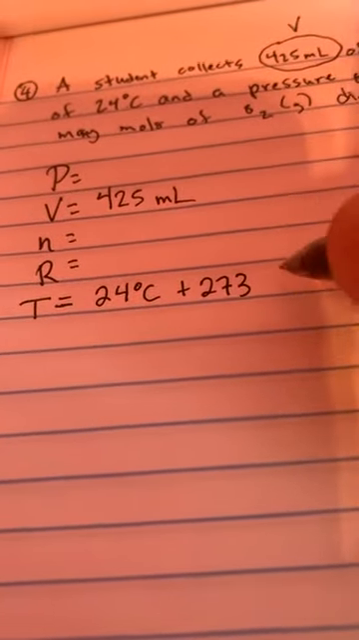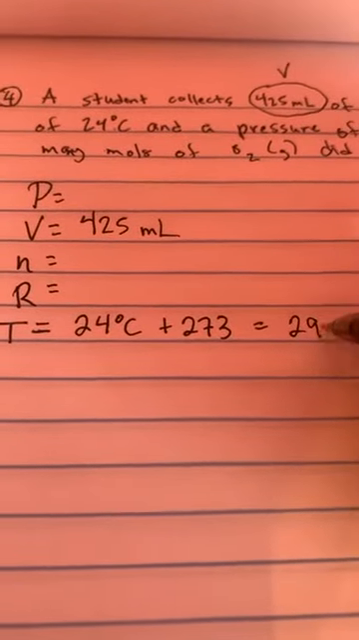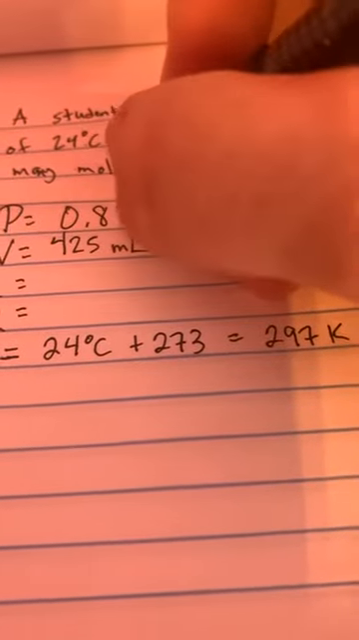So it says a student collects 425 milliliters. That's important, right? That's a volume. So we're going to write that next to the volume. These are good question taking strategies, right? Of O2, okay? At a temperature of 24 C, so that would be a temperature, 24 C plus 273, all right? That gives us 297 Kelvin. Okay. And a pressure of 0.899 atm. Okay, 0.899 atm.